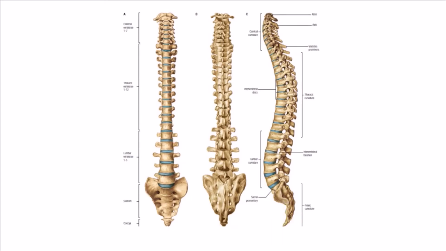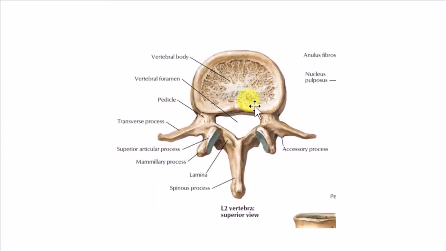Then in this vertebra, this is a lumbar vertebra. Here you can appreciate this is the body of a typical lumbar vertebra. This is the pedicle. These are the transverse processes. This is the superior articular process. This is the mammillary process. This is the spinous process. These are the laminae. And here you can appreciate the accessory process.